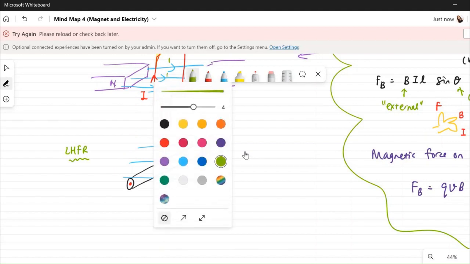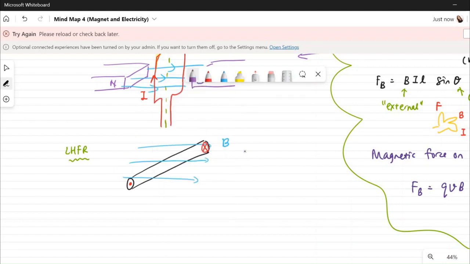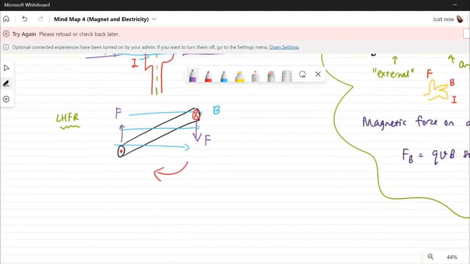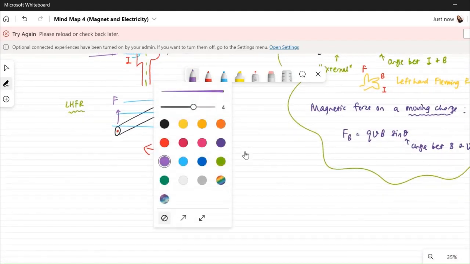You'll find that on the left end of the conductor, the force is upwards, and on the right end of the conductor, the force is pointed downward, of magnitude F. Therefore, this conductor will rotate in a clockwise direction, with omega. So we know a term called torque.